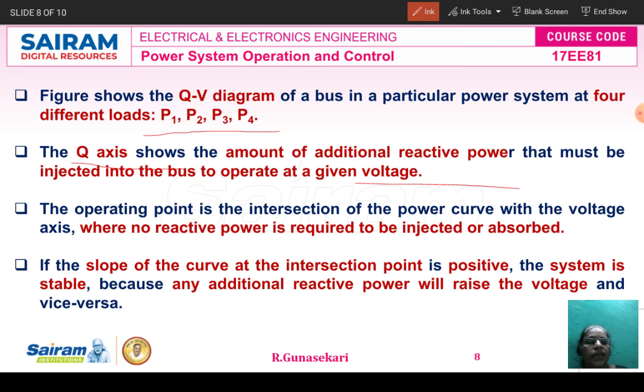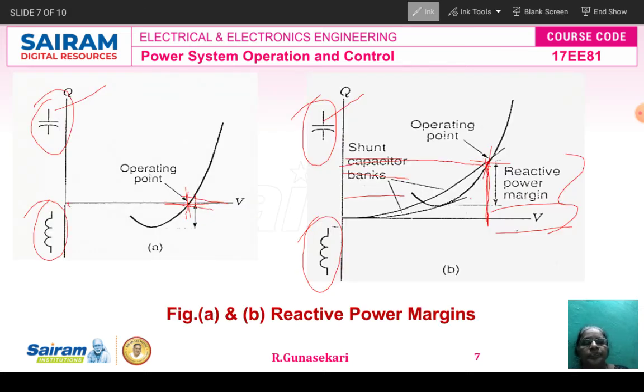Now you see the diagram. This is the intersecting point. This is the positive value of the voltage V. This is the positive value of the Q. So in this case this is capacitive, that is, capacitive reactance we are using. That means you can boost the voltage, so the power factor increases.